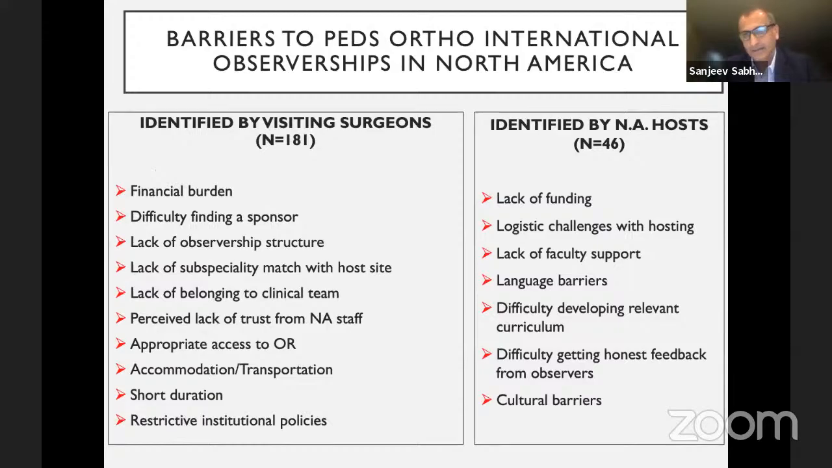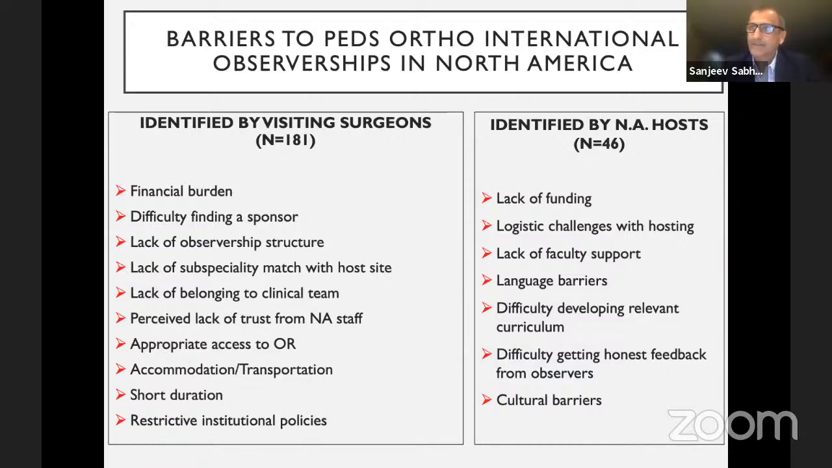And these were the barriers. In terms of the barriers, we asked both the visiting surgeons as well as their North American hosts. I'm not going to go through the entire list, but I think financial burden was there on both sides. And of course, there was difficulty finding a North American sponsor, lack of observership.